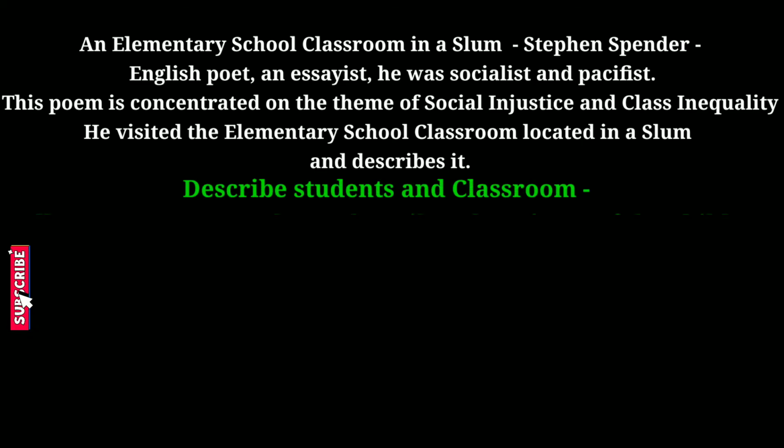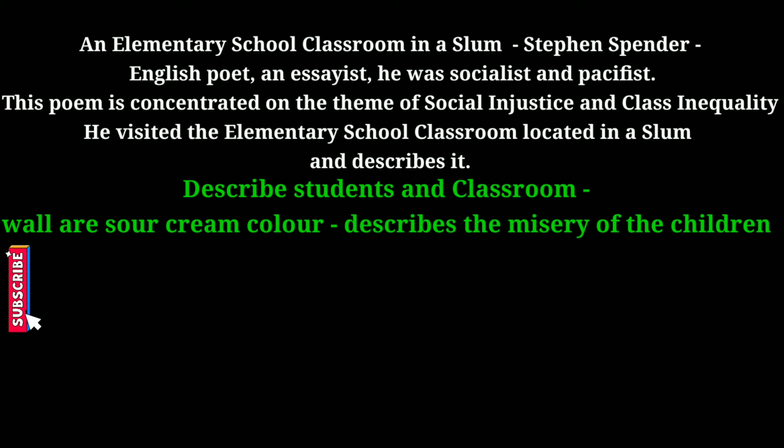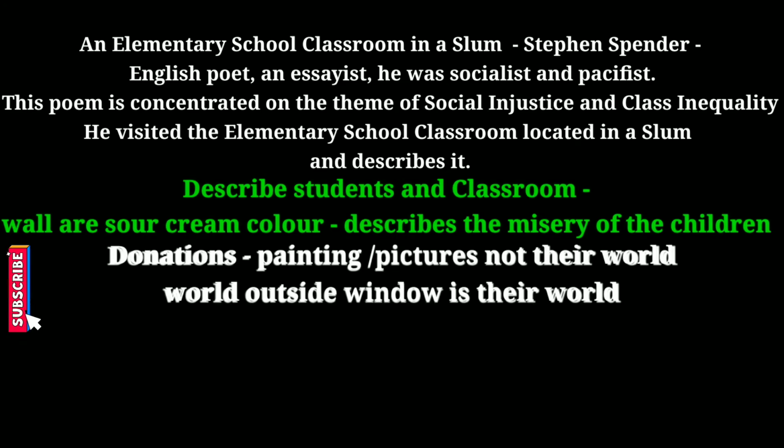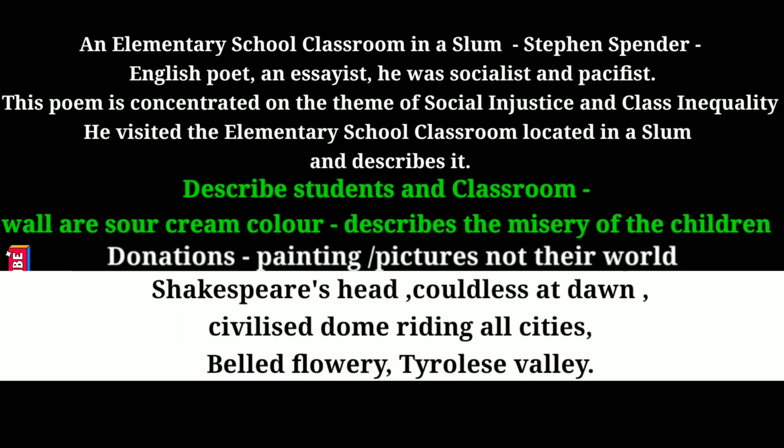In the first para, he starts with describing the students and also describes the entire classroom. He says that the walls of the classroom are sour cream colors. Sour cream is a very pale yellow color. He uses this to describe the miserable condition of the children in which they are living. And it is decorated with the donated pictures of Shakespeare's head, cloudless at dawn, civilized dome riding all cities, belled flowery tireless valley. Whatever is written in the poem, we will write the same in full.